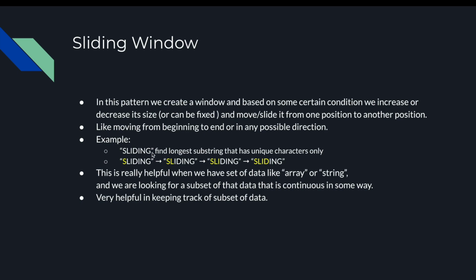As you can see, I have a string here called sliding, and the problem statement is find the longest substring that has unique characters only. Now let's try to find out the unique characters in this string. I will create a window and my first letter will be S here. Now let's increase the size of our window and add the next character, which is L. So now my window size is increasing and I have two characters, both are unique.